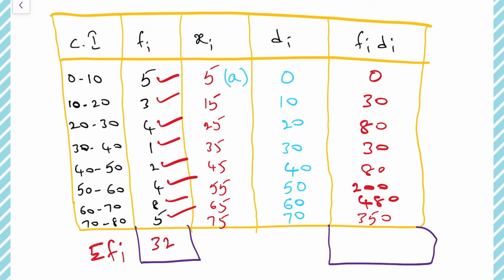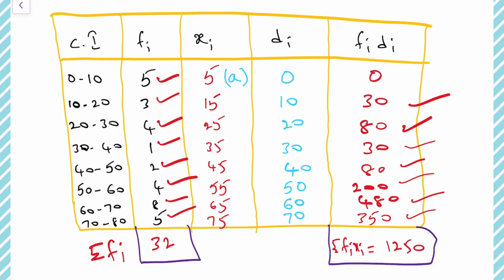Then coming to the fidi, add those all. 350 plus 480, 830. 830 plus 200, 1030. 1030 plus 110, 1140. 1140 plus 110 again, 1250. That's it, because 0 is not necessary. So that is sigma fi xi equals 1250.